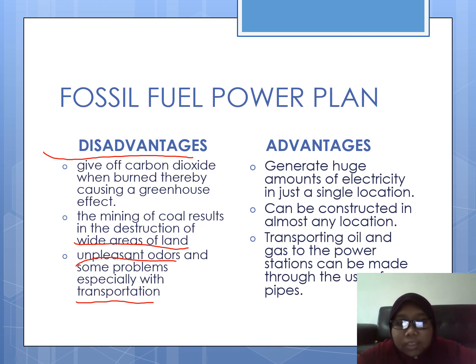Okay, let's see the advantages. First, fossil fuel can generate a high amount of electricity, and it can be constructed in almost any location. Because for hydro, we need a river, we need a source of water. For fossil fuel, we can just build the power plant anywhere. Another advantage is that transporting of oil and gas can be made through pipes. We can construct a pipe, but of course when we use a long pipe, it is very expensive, it is costly.